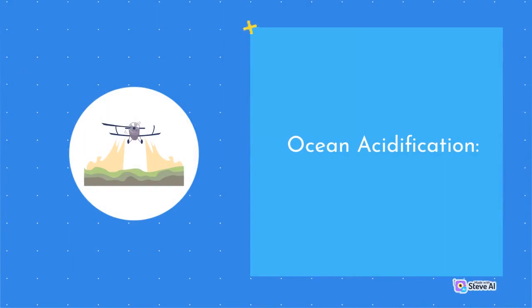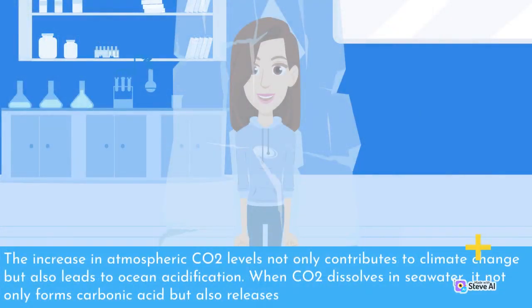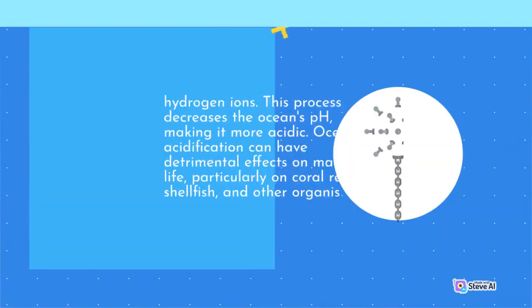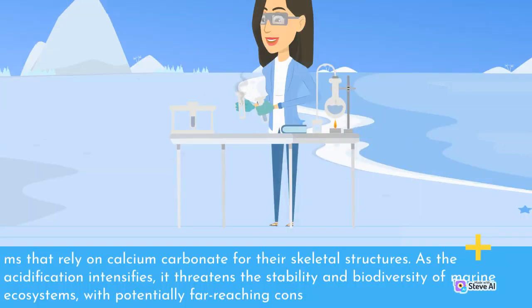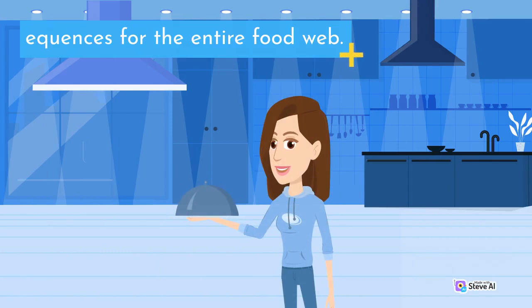Ocean acidification. The increase in atmospheric CO2 levels not only contributes to climate change but also leads to ocean acidification. When CO2 dissolves in seawater, it not only forms carbonic acid but also releases hydrogen ions. This process decreases the ocean's pH, making it more acidic. Ocean acidification can have detrimental effects on marine life, particularly on coral reefs, shellfish, and other organisms that rely on calcium carbonate for their skeletal structures. As the acidification intensifies, it threatens the stability and biodiversity of marine ecosystems, with potentially far-reaching consequences for the entire food web.